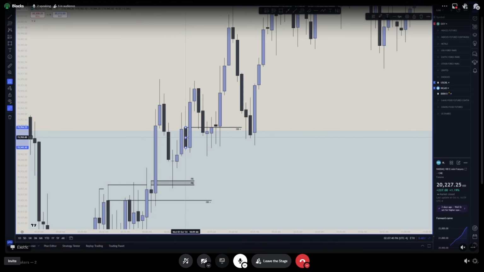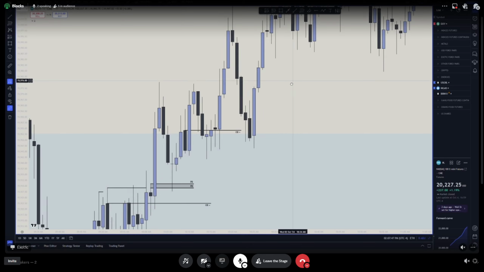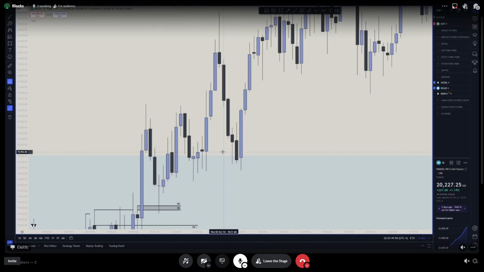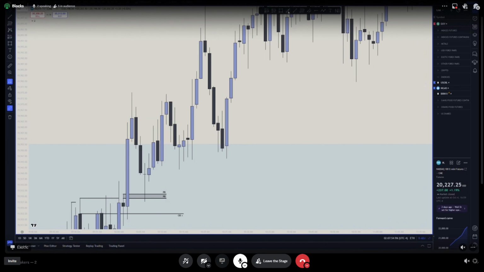Now, if we were to draw our mean threshold, we can still see the body stay above it here as well, but just keep that in mind. Now, when it comes to coming into this one right here, we can see that we have this rejection block that we came into.